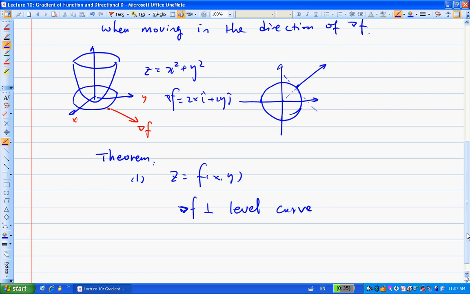Okay, perpendicular to the level curve. So what's the level curve? When you have a surface, how do you construct a level curve? The level curve is f(x, y) equal to c, right? That's the level curve. So this del f is perpendicular to the level curve.